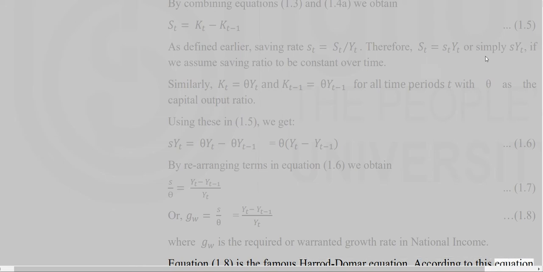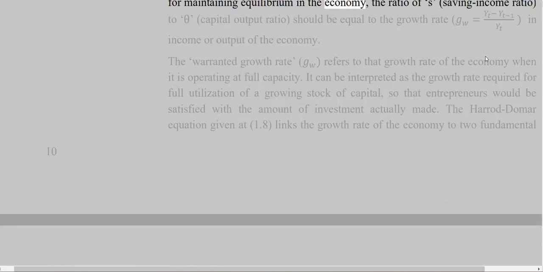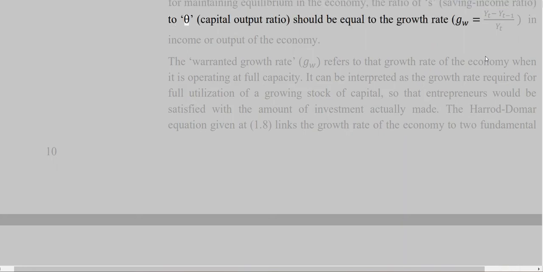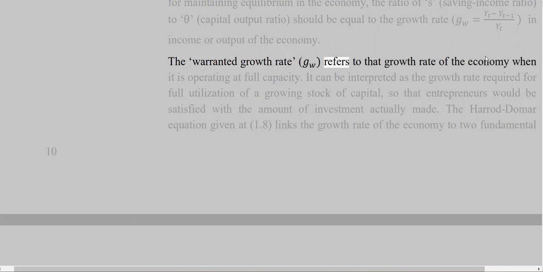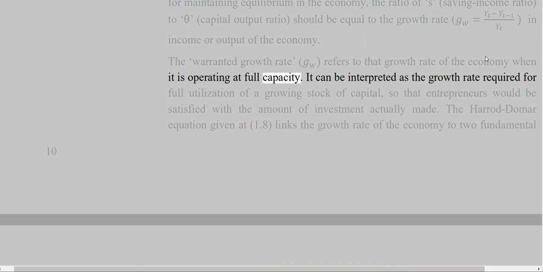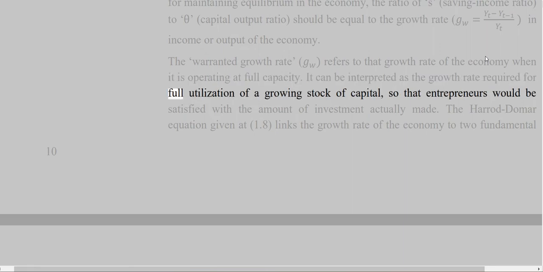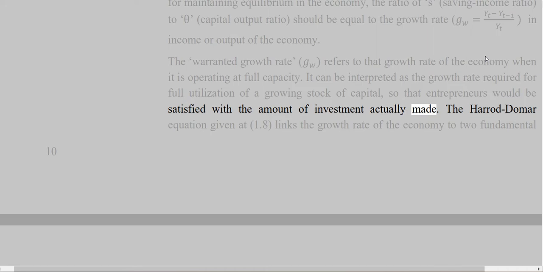According to this equation, for maintaining equilibrium in the economy, the ratio of s, the saving income ratio, to theta, the capital output ratio, should be equal to the growth rate g in income or output of the economy. The warranted growth rate refers to that growth rate of the economy when it is operating at full capacity. It can be interpreted as the growth rate required for full utilization of a growing stock of capital, so that entrepreneurs would be satisfied with the amount of investment actually made.